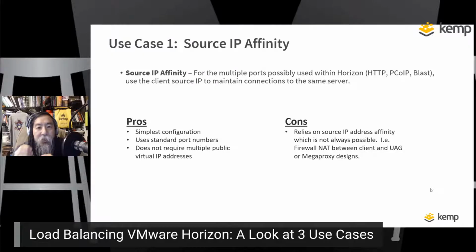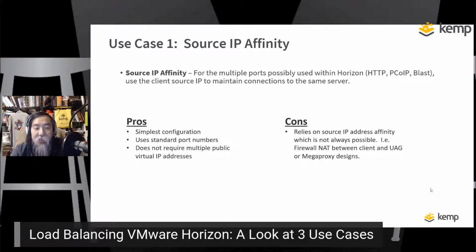So we have three use cases that we want to talk about when we load balance Horizon. And these three use cases are, number one, source IP affinity. What do I mean when I say source IP affinity? Well, let's take a step back. First, there are multiple ports that are used within Horizon.